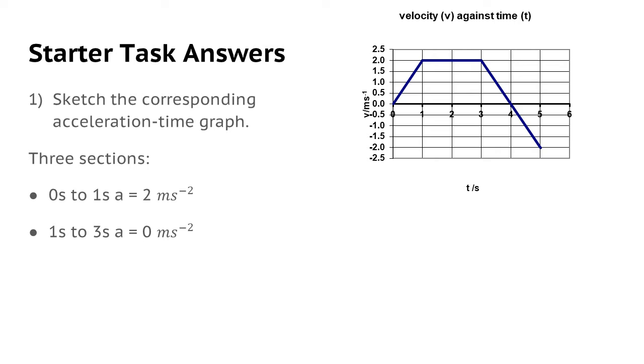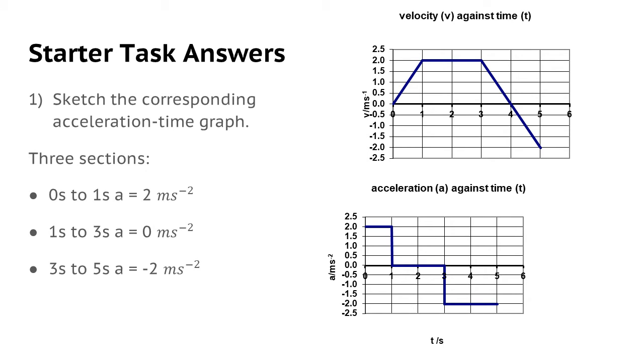The second section is between 1 and 3 seconds, where you should be able to see that there's no acceleration whatsoever, so it's 0 meters per second squared. And the third section is between 3 and 5 seconds. Now, although this goes from a positive to a negative velocity, the acceleration is constant, and it's negative 2 meters per second squared.